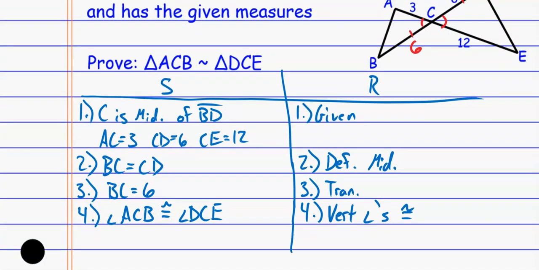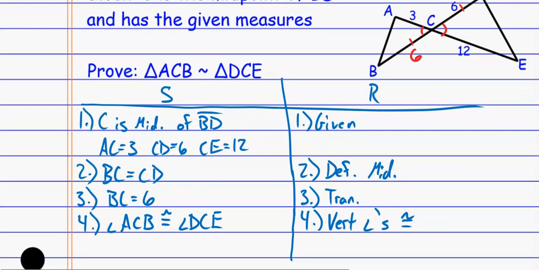And then from here, I just have to show that those sides are proportional. We kind of already know they are because we ran through it real quickly. But I just have to set up the ratio of these sides. So right here, I'm going to say that AC over DC equals essentially 3 over 6.